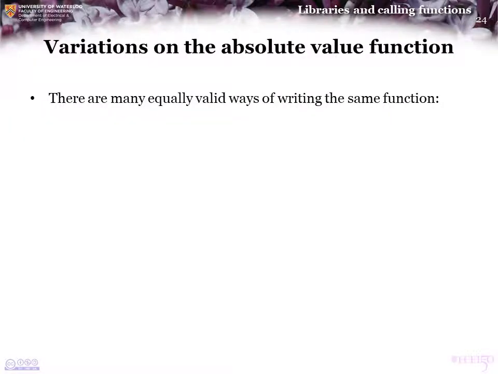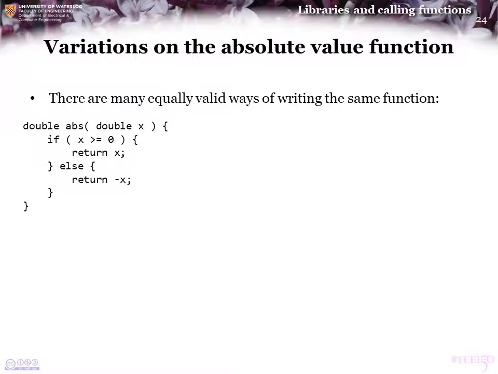Now, one thing that's very important to remember, there are many equally valid ways of writing the same function. You don't have to author it exactly the way I might. For example, here's one implementation of the absolute value function. We have a conditional statement, and the condition is if x is greater than or equal to 0, what we do is we return the value of x. Otherwise, we return the value of negative x.